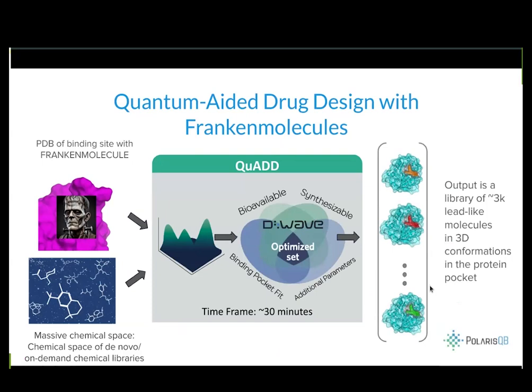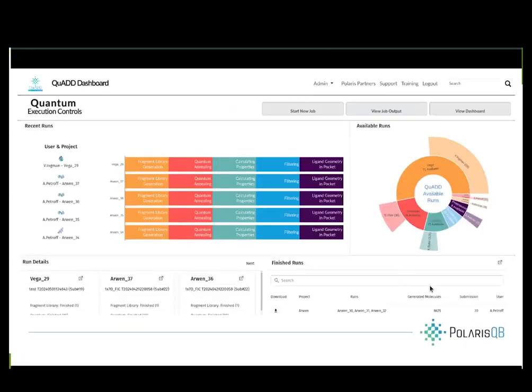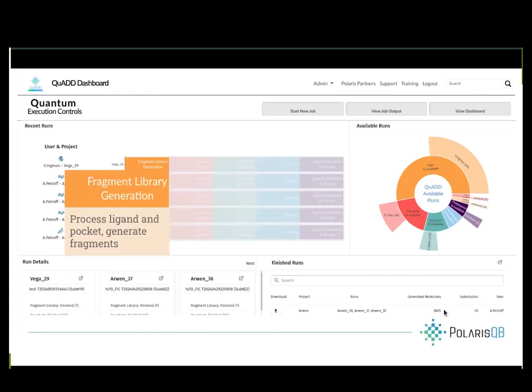So let's take a look at the platform where we upload the protein and tool molecule into the pocket. So this slide is from our quad dashboard. We have a whole webinar on how to use it, from uploading the protein and ligand to downloading a library of small molecule candidates for your protein pocket. In our case, we'll upload the human NPC1 protein with the Franken molecule tool compound in the binding pocket. And then Quad will generate a fragment library for that pocket, where it will process the ligand and pocket and generate the fragments for the pocket.